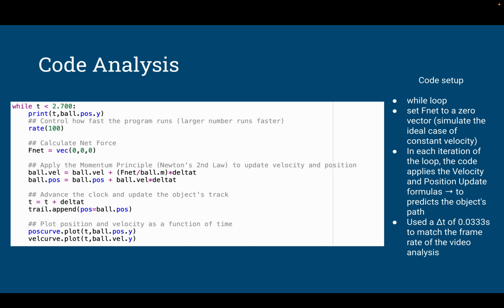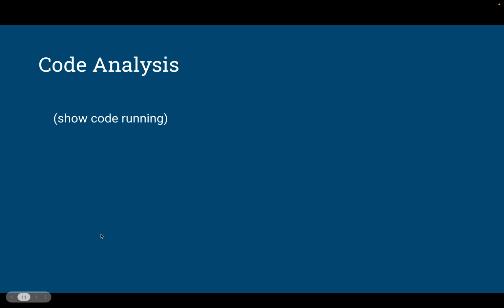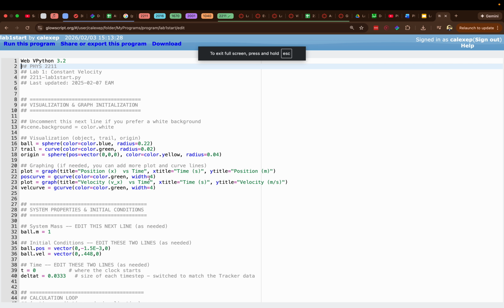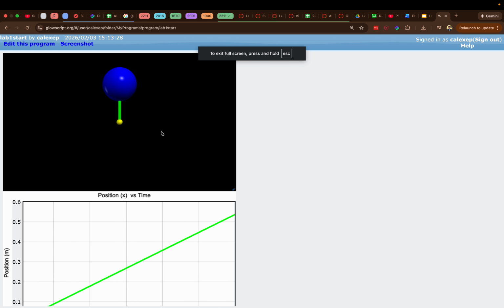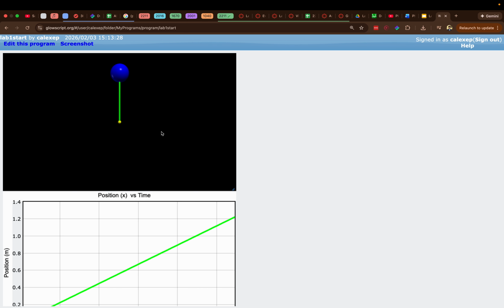Then each iteration, the code updates the velocity and predicts the trajectory. Using right here, it adds the velocity incrementally times the delta t, and then it prints it out. And then you can actually see it running if we go here. So there we go. That's our code.